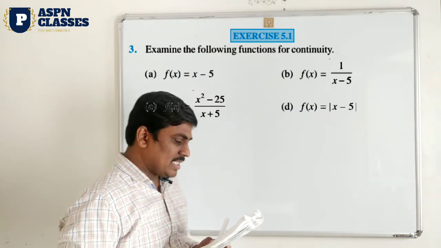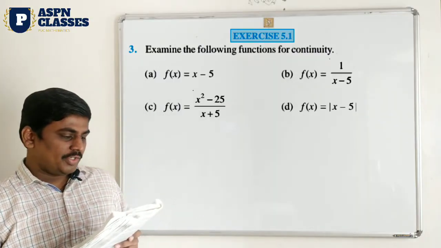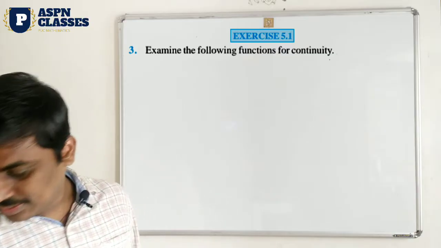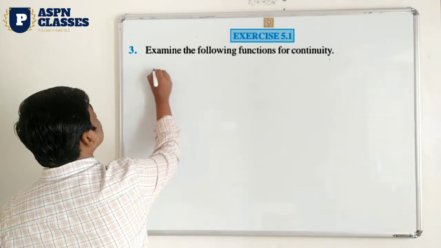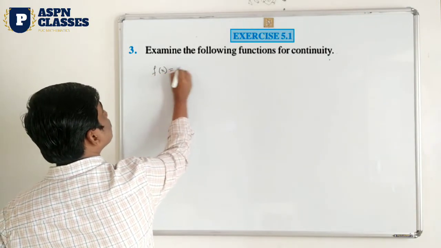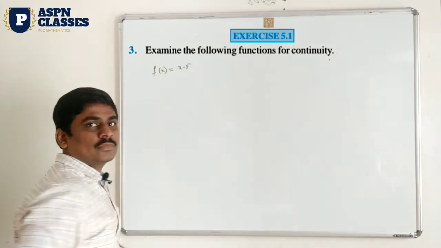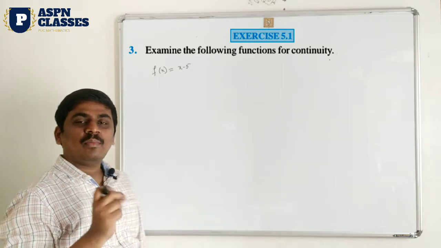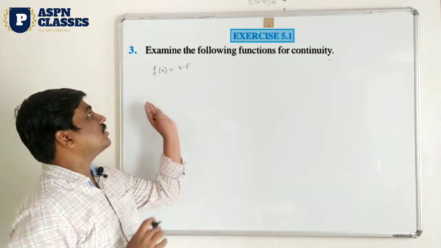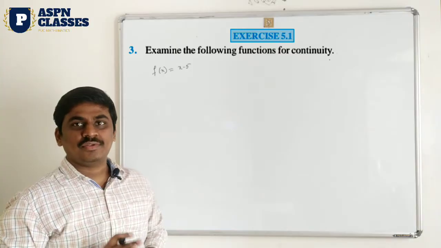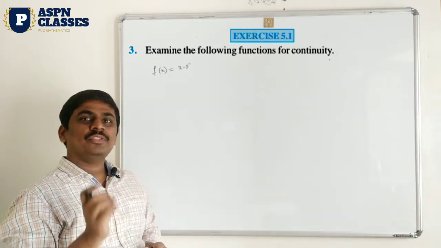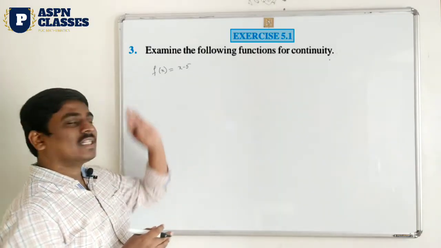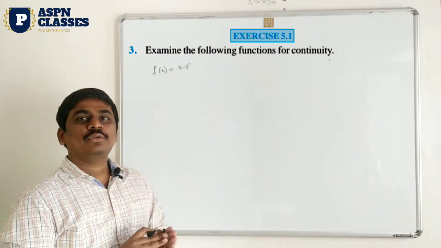Third one, observe. Examine the following functions for continuity. First function is f of x is equal to x minus 5. Observe, compared to the last two examples, where they gave a point, here you just have to examine whether the given function is continuous. It means they have not given any point. It means you have to check every real number, whether it is continuous or not. Generally you have to prove this result.